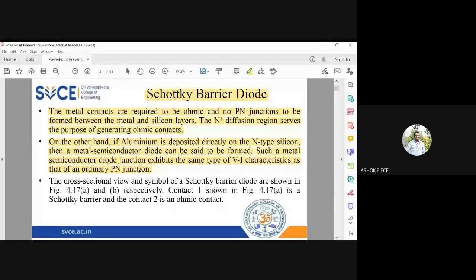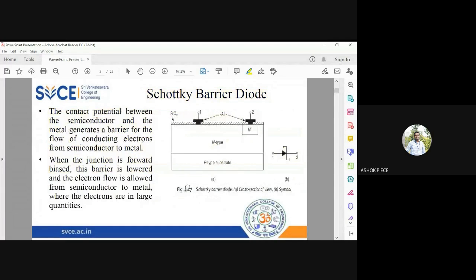Such a diode which has a metal semiconductor junction is called a Schottky barrier diode. And the diagram and other details are given here. You can see that I'm going to take a P-type substrate. Over that, I'm going to grow this N-type layer. In the N-type layer, I'm going to diffuse a heavily doped N plus region. That N plus region will serve as one terminal, and this N region will serve as one terminal. And above these two terminals, you are going to have aluminum contact.